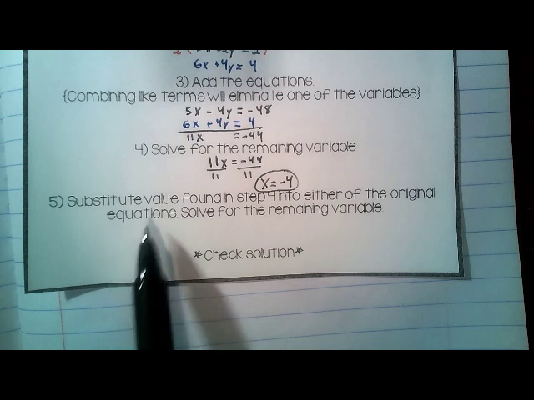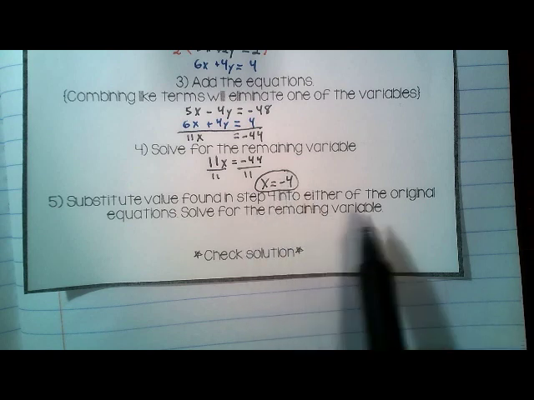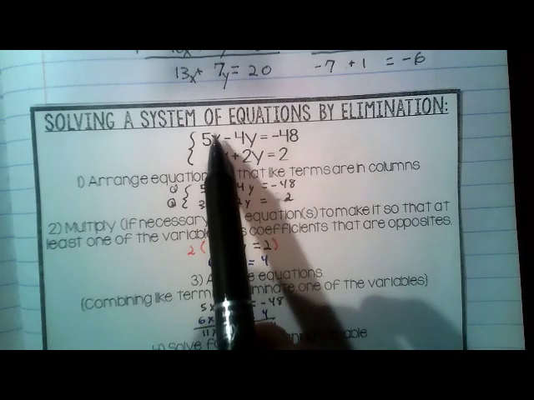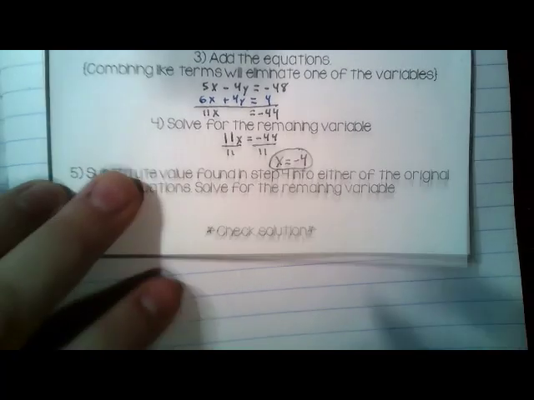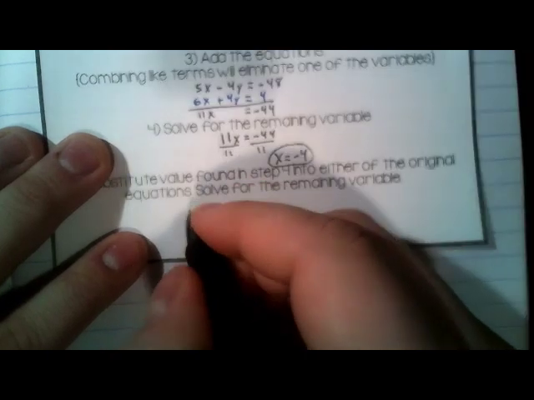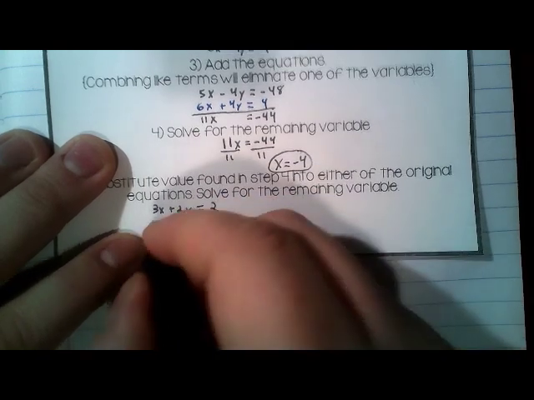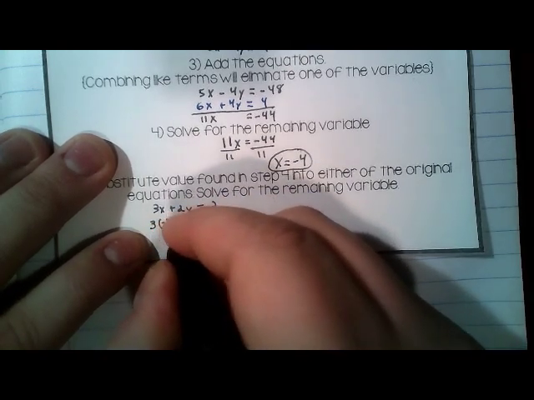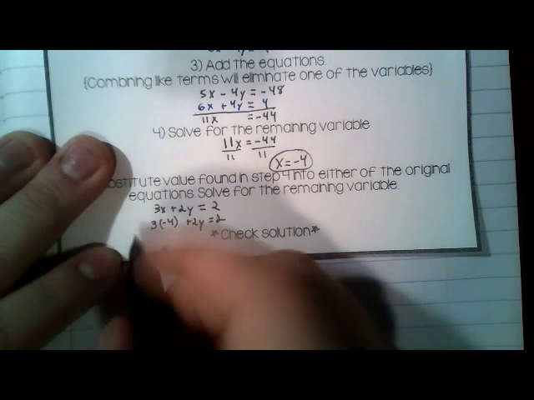The last step is to substitute the value found in step 4, so you just figured out that x is negative 4, into either of the original equations and solve for the remaining variable. So I can make x equal negative 4 here or here and use the equation that I used to figure out the value for y. So let's do that to the second one. So I've got 3x plus 2y equals 2. But I know that x is now negative 4. 3 times negative 4 is negative 12.